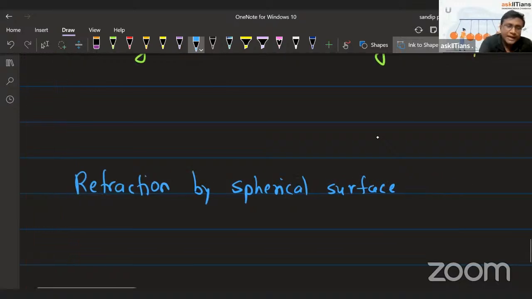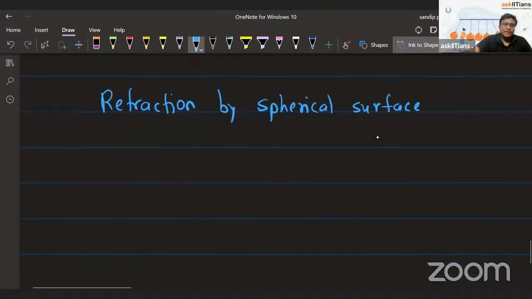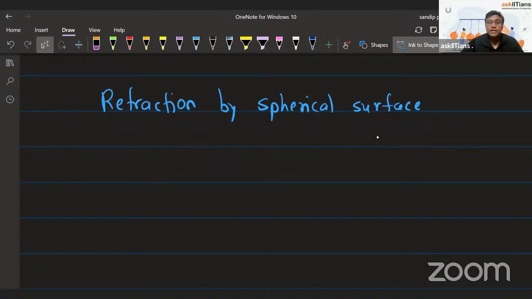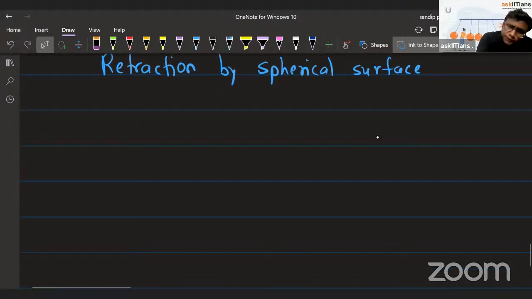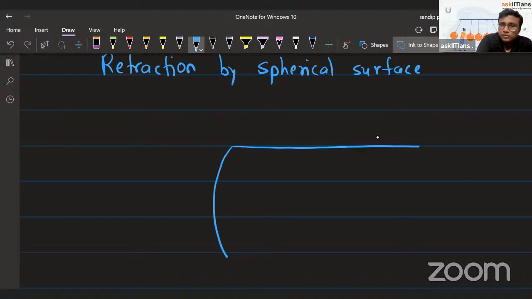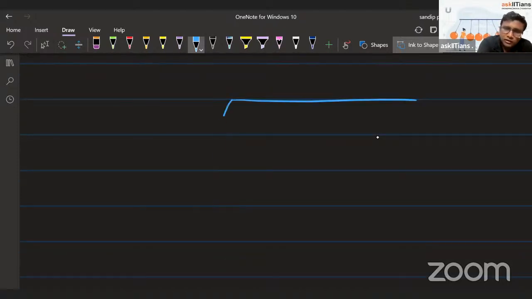The next point is refraction by the spherical surface. This is another important derivation you have in this chapter. Suppose there is a curved surface, and this medium is a denser medium. Let me show that a bit bigger.